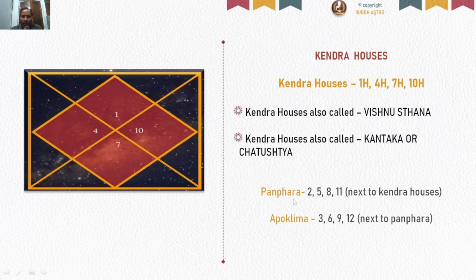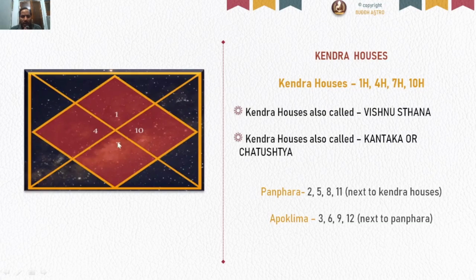Now, one common term is Panfara. Panfara means houses which are next to the Kendra houses. This is the first Kendra house, so next to it will be the Panfar houses. So the second house will be the Panfar. Now the next Kendra house is the fourth house, so the next Panfar house will be the fifth house.